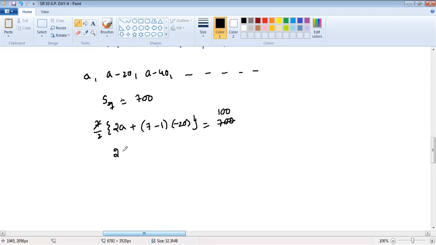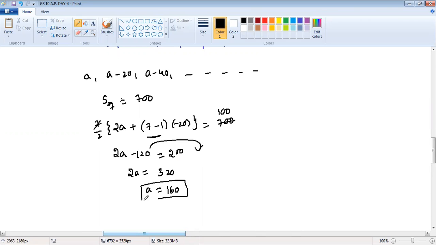Then 2A, then this is 6 into minus 20, minus 120, and the 2 will go, that's it, 2 into 100, 200. Then 2A is equal to 200 minus 120. Carrying the minus 120 across as plus 120, the total becomes 320. Then A value is 160. When A is 160, we are going in decreasing order. So the first one is 160, the second one is 160 minus 20, 140, then 120, then 100, then 80, then 60, then 40. So this is a way of doing it.